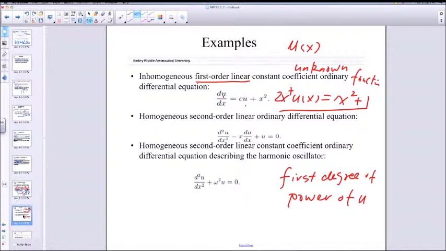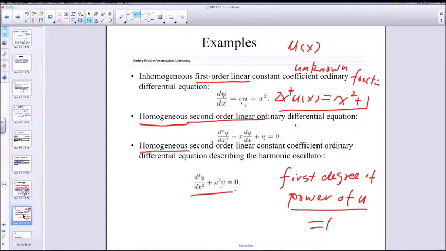And this one's a second order because you have the second derivative. This one is also second order. But the difference is here, these 2 are homogeneous. What does homogeneous mean? Because the power of u all equals 1. See, 1, 1, 1. There's nothing here. 1, 1. That's why homogeneous.